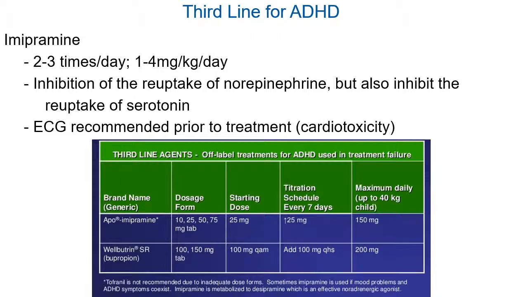Now, probably the last option in these ADHD patients is going to be the tricyclic antidepressant imipramine. It works by inhibiting the reuptake of norepinephrine as well as serotonin. However, this drug is cardiotoxic, so it does require EKG monitoring prior to treatment. So, large amount of side effects, narrow therapeutic range. It's not going to be recommended first or second line, only in last case scenarios. So third line medication is going to be imipramine. Remember, that is a tricyclic antidepressant.